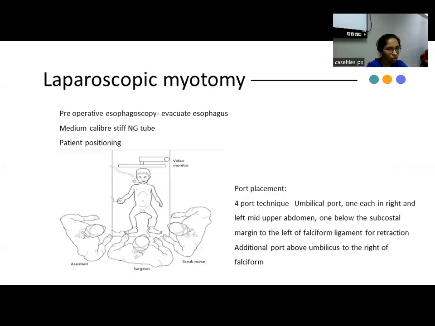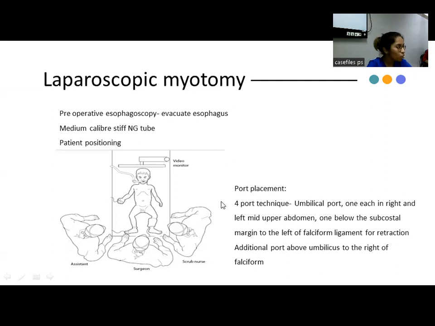Coming to the laparoscopic myotomy, this is considered one of the best approaches for patients with achalasia. Similar to the open myotomy, we can do the preoperative esophagoscopy to evacuate the esophagus, and the patient positioning and the positioning of the surgeon is as shown. The surgeon will be standing at the foot end of the patient, the assistant surgeon on the left side, and the scrub nurse on the right side.